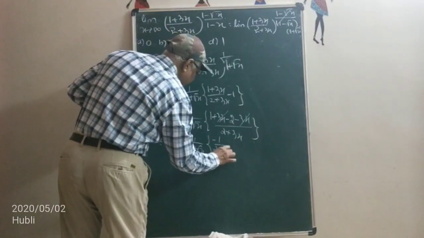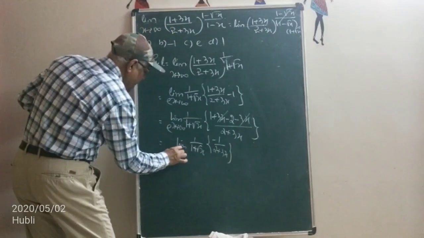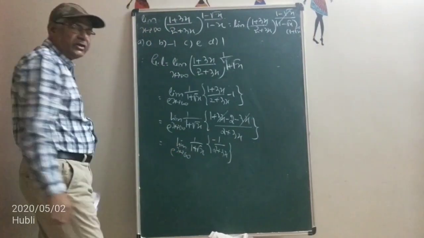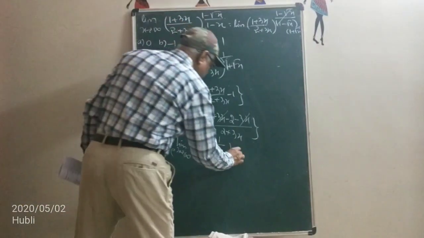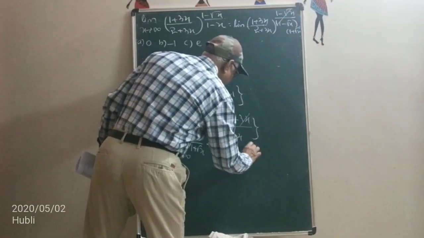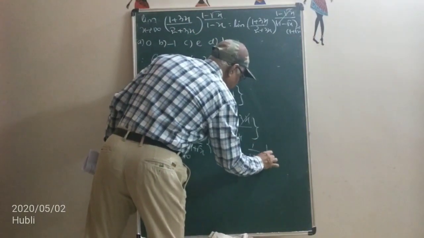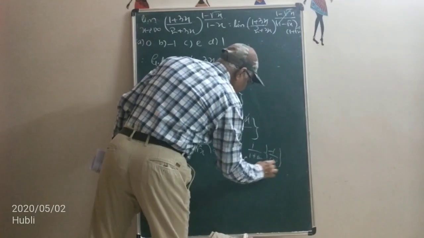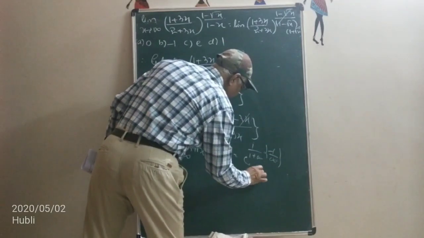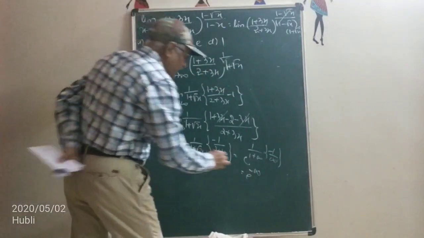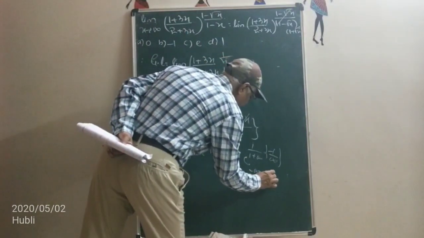Minus 1 divided by 2 plus 3x as x tends to what? X tends to infinity. Now put x equal to infinity. That is e raised to 1 divided by 1 plus infinity minus 1 divided by infinity. That means e raised to minus infinity. You are getting e raised to minus infinity.